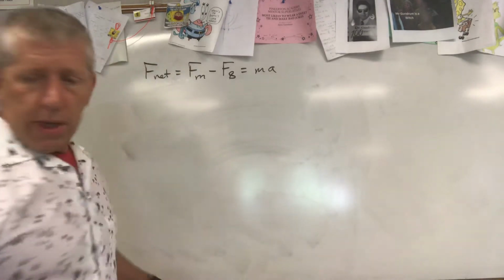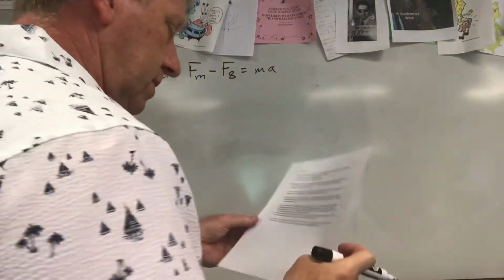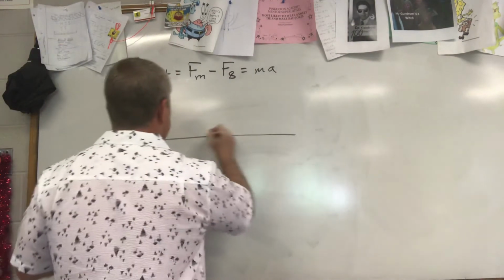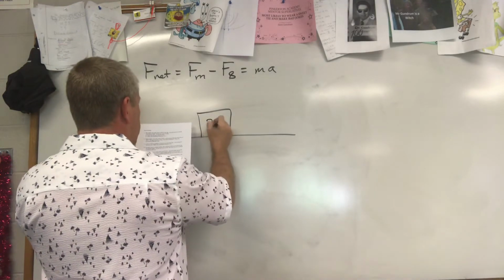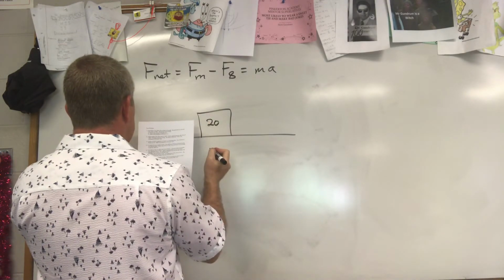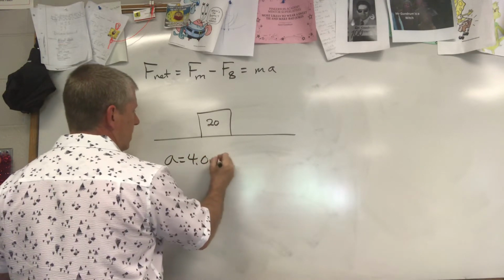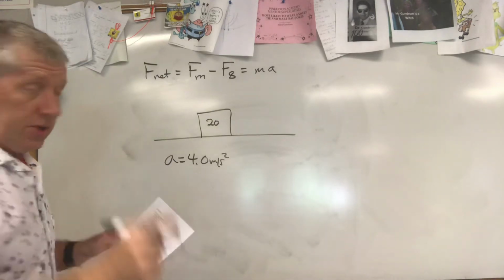Let's keep going. Problem 6. A box accelerates at a rate of 4 meters per second squared. You push with 100. The mass is 20. What is the force of friction? Okay. So box on table. Box has a mass of 20. Box accelerates. We're given the acceleration this time. So we're going to have to find something else. What's the force of friction is what we're trying to find.